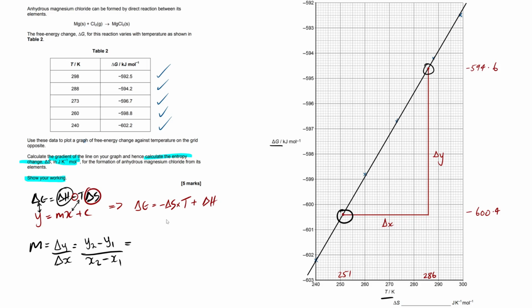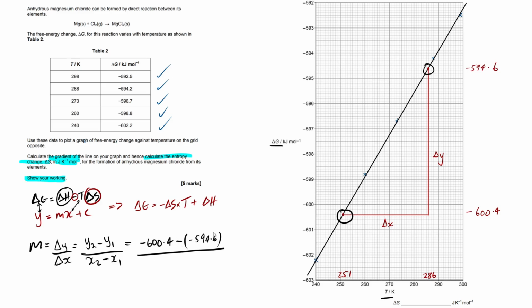What I'm going to do, I'm going to choose this. So I'm going to do minus 600.4 as our y2, and then I'm going to minus that for our y1 coordinate here. So minus 594.6. So ultimately that's going to cancel and give us a positive value here. Well, not positive, but it's going to be plussing.